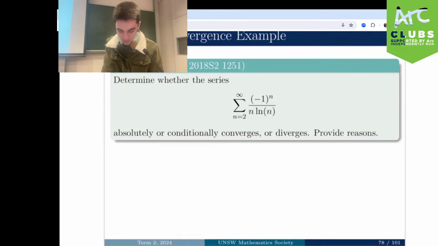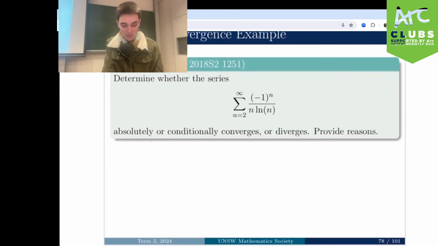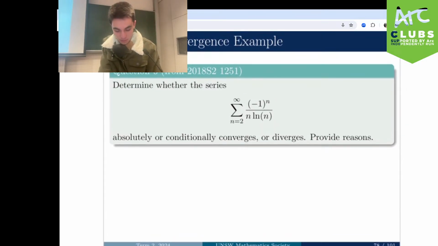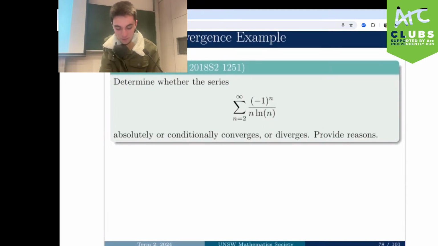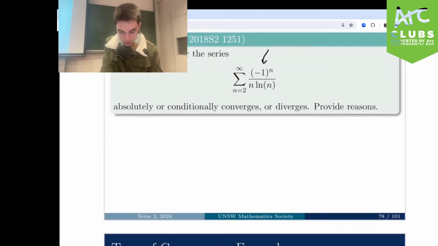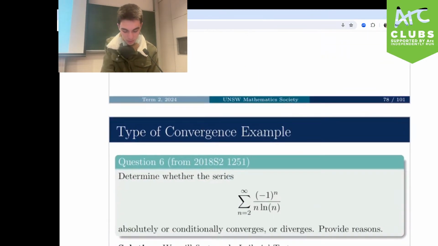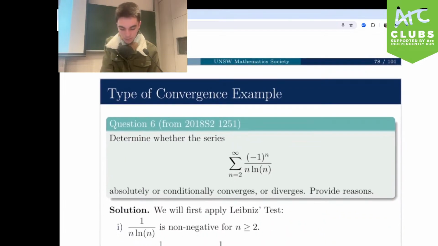Okay, so we need to determine whether this series is absolutely or conditionally convergent, or if it diverges. So we can see straight away that it's an alternating series, because we've got this (-1) to the n term in the numerator. So we need to apply the Leibniz test to see whether it converges.